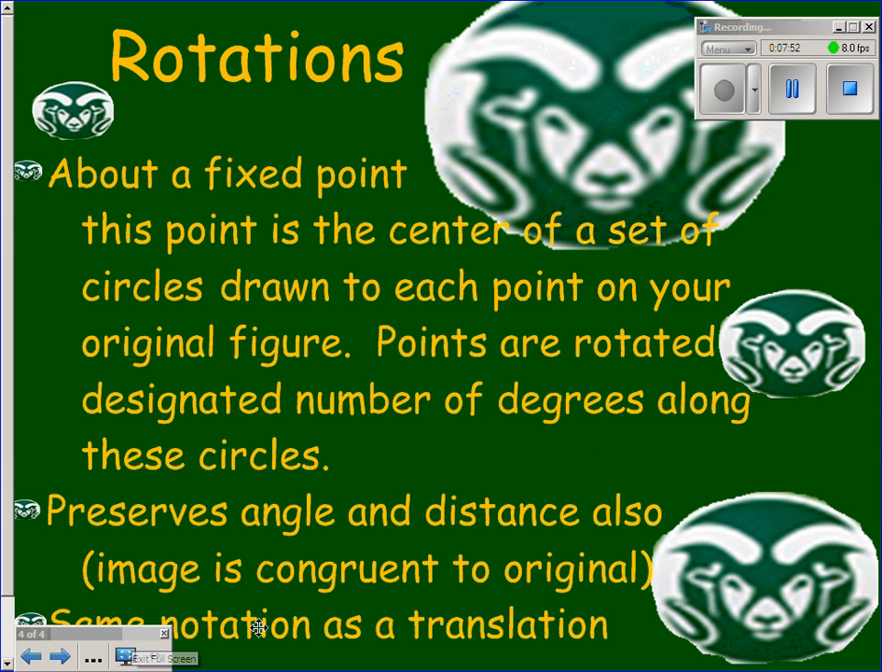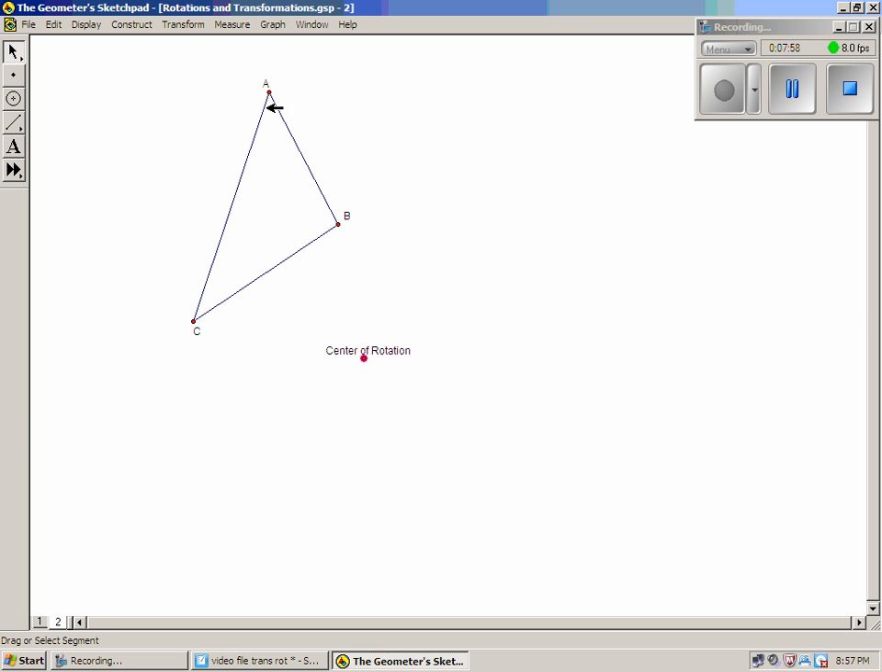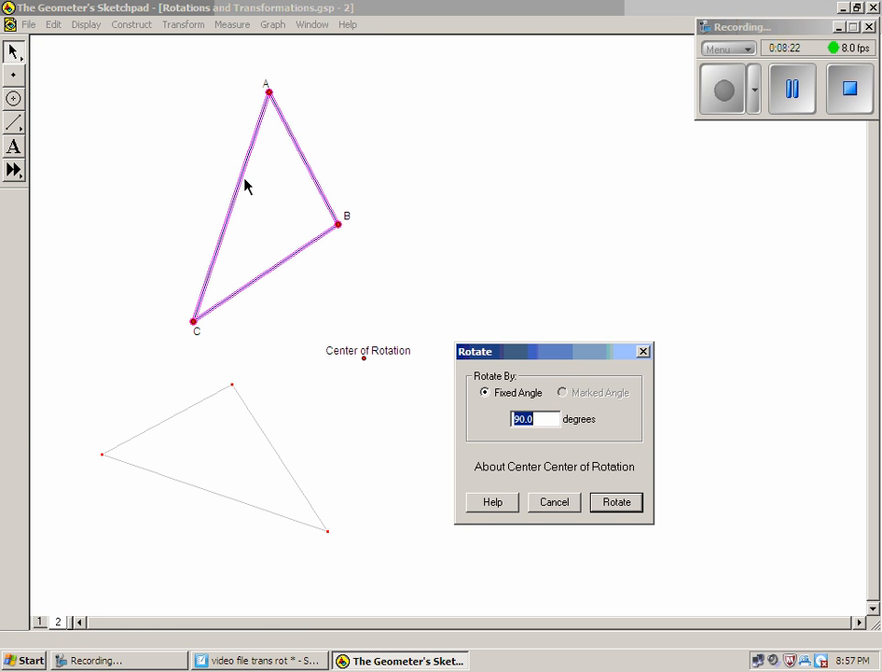So let's go take a look here and go back to my Sketchpad file. Now I have a different triangle ABC, and this is my center of rotation. I'm going to mark that as my center, and it confirms it. So we are going to take this and rotate about some fixed angle. I don't want 90 degrees, I want 70 degrees, just because I picked it.